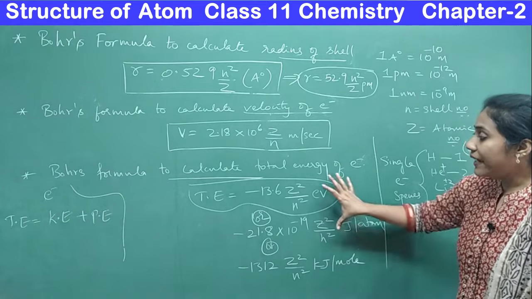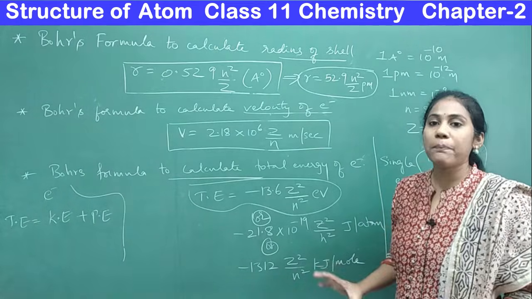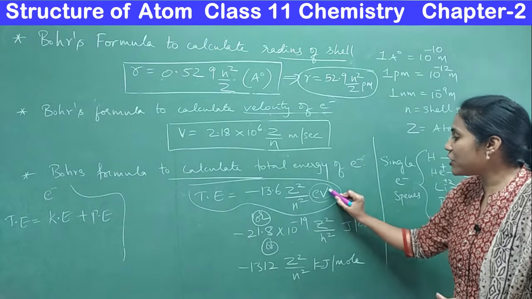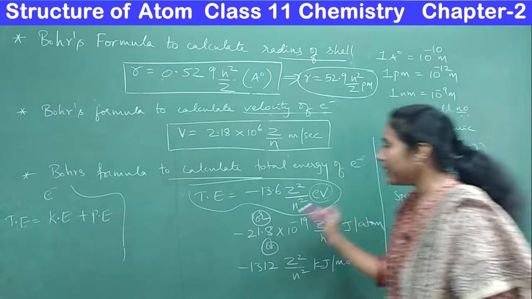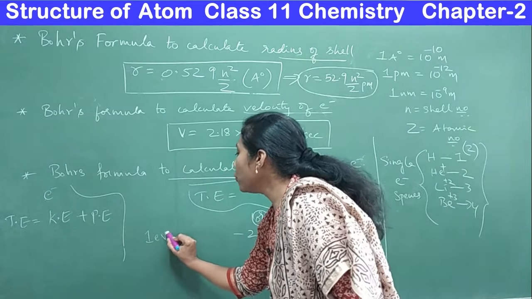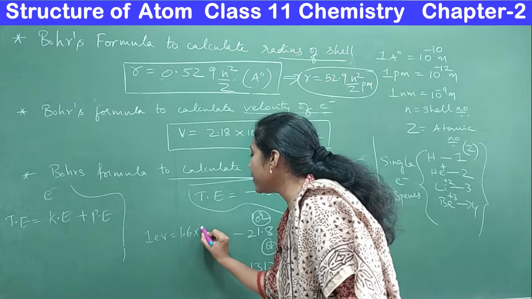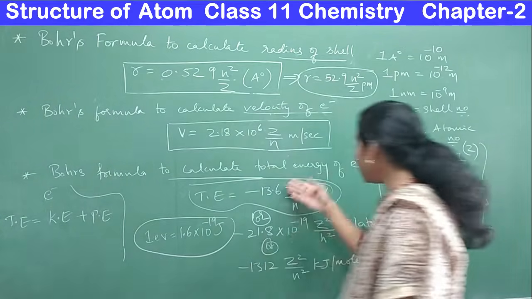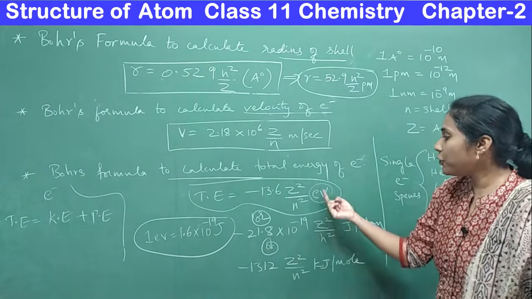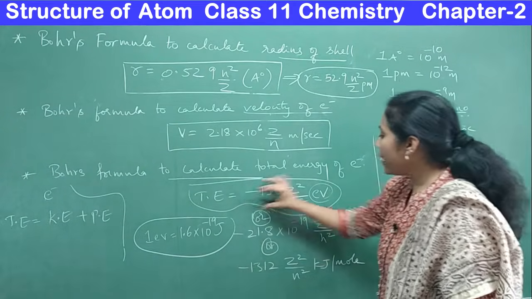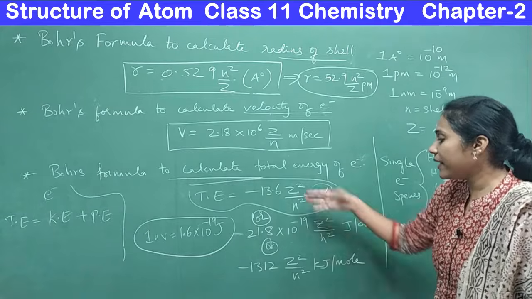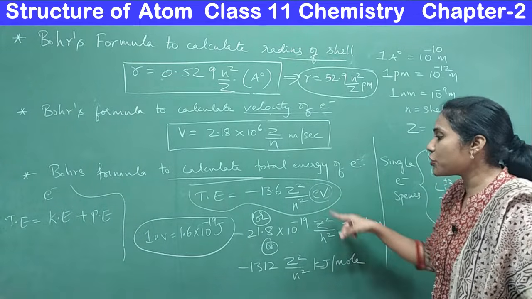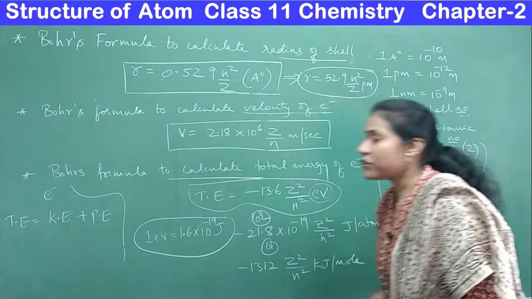So energy formulas are the most important topic here. We have a conversion between electron volt and joule: 1 electron volt is equal to 1.6 into 10 power minus 19 joule. It's not that you have to remember every formula. If you know this conversion factor, any one formula is enough, and later you can convert to another form. So at least try to remember the conversion between electron volt and joule.